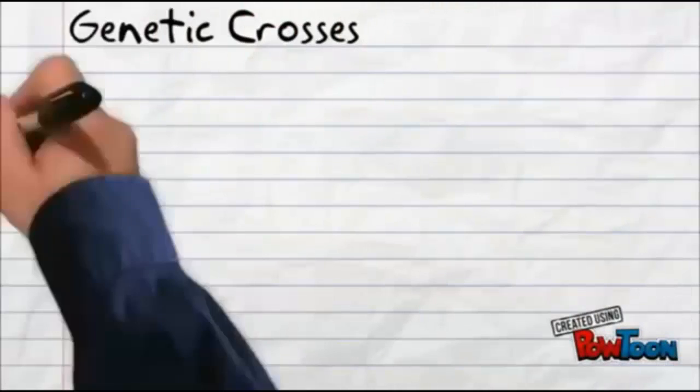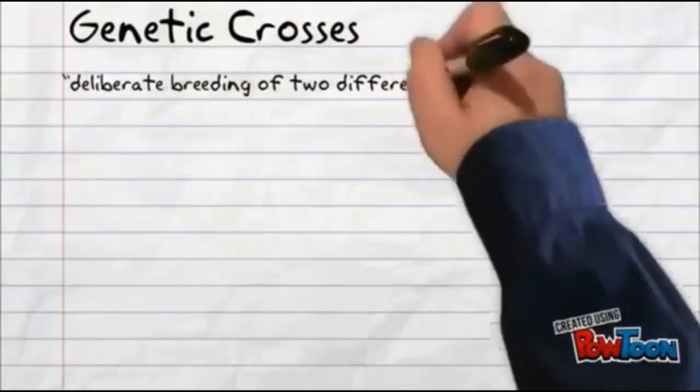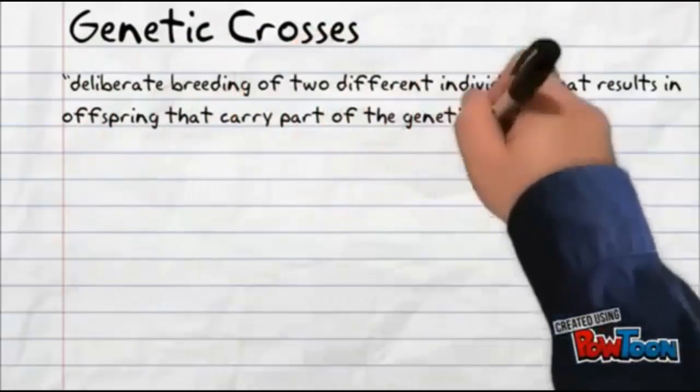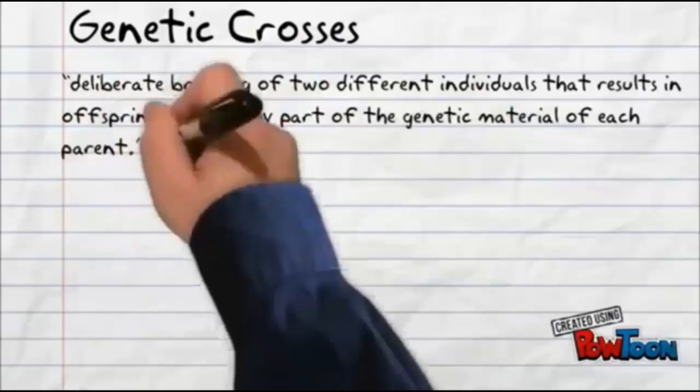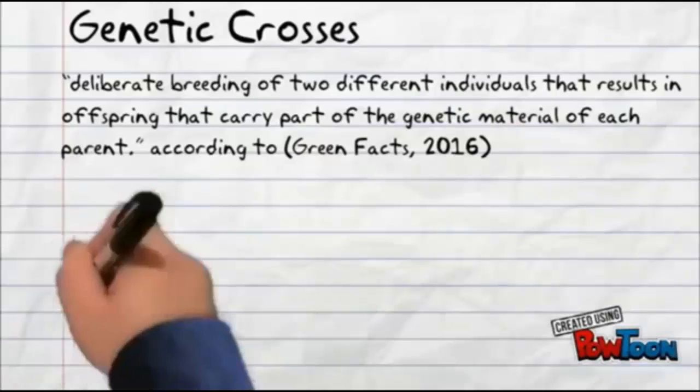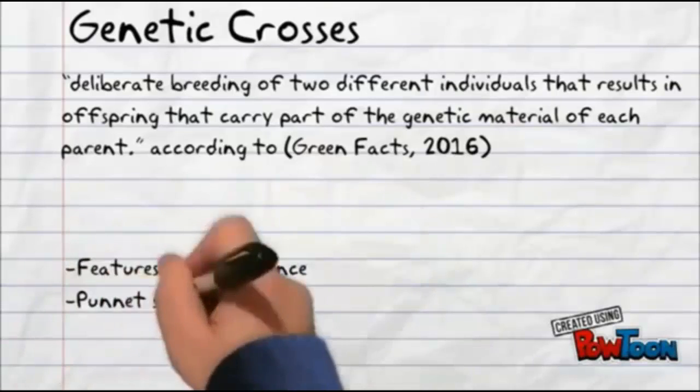Today we'll be discussing genetic crosses. For those of you who don't know what they are, it is the deliberate breeding of two different individuals that results in an offspring that carries part of the genetic material of each parent, according to Green Facts 2016. There are three main topics of genetic crosses, and they are as follows: features of inheritance, Punnett squares, and monohybrid and dihybrid crosses.